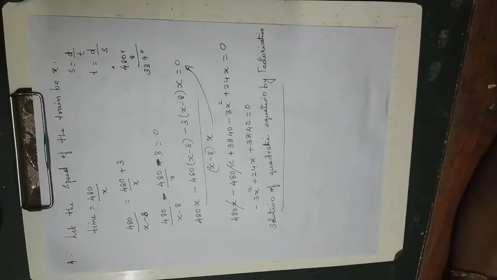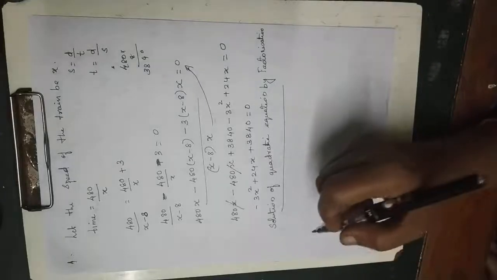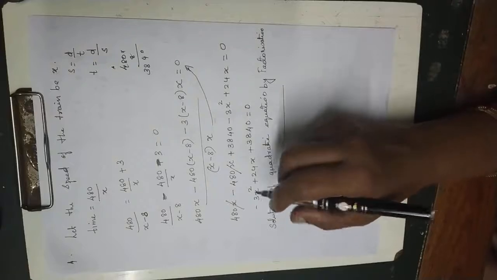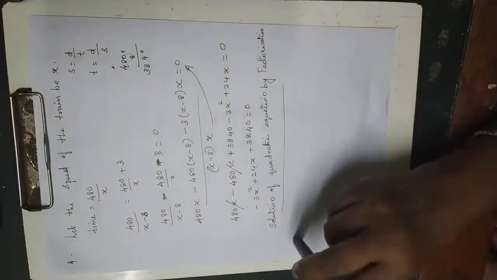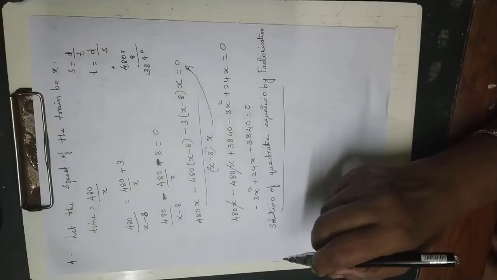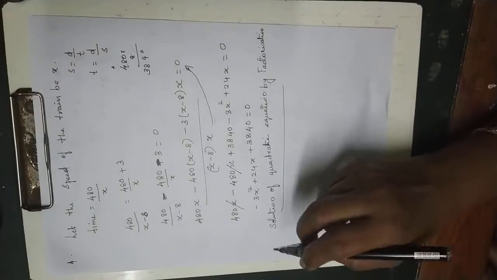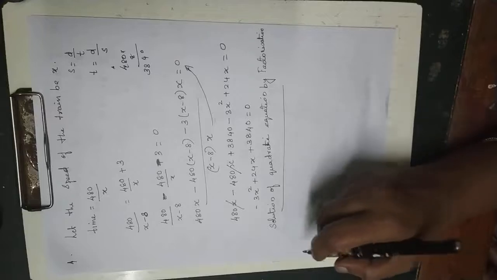So, solution of quadratic equation by factorization. Like in the second chapter on polynomials, we have discussed the same way. Here also, by factorization, you have to solve the quadratic equation, that is, the splitting the middle term method. That is the first one.